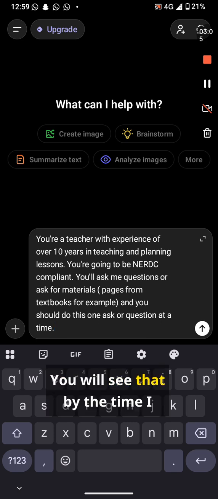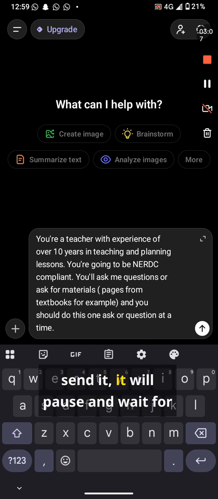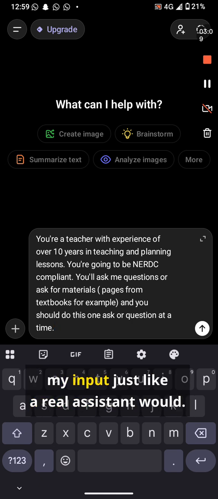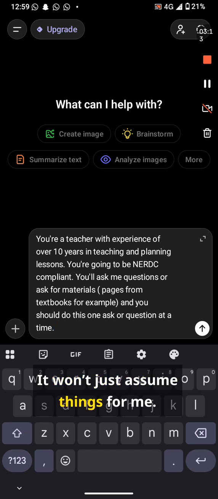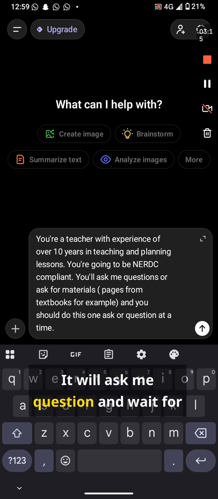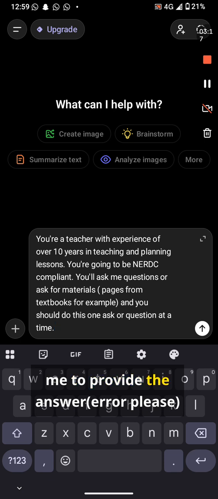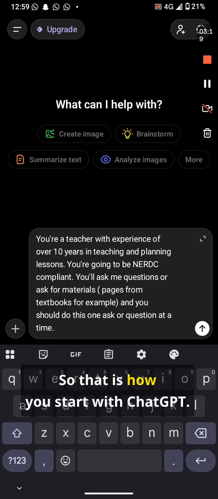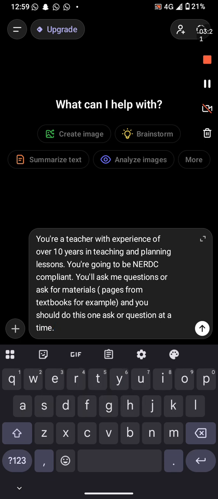You will see that by the time I send it, it will pause and wait for my input, just like a real assistant would. It won't just assume things for me. It will ask me questions and wait for me to provide the answer. So that is how you start with ChatGPT. Now I'm going to send this.